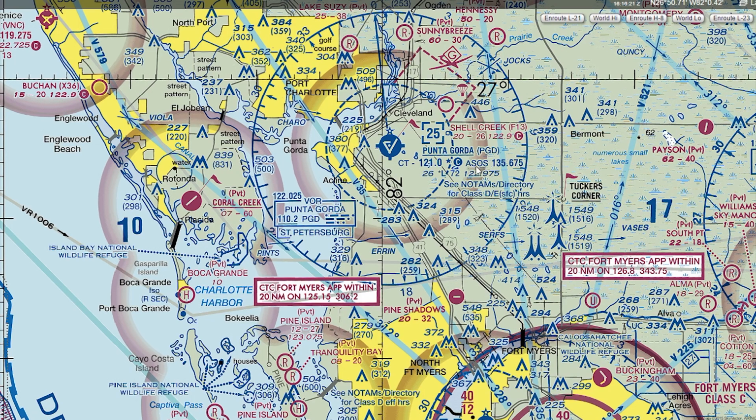Over here we have an ASOS, an Automated Surface Observation Station at Punta Gorda, to get weather information from, and that frequency is 135.675, so we would dial that frequency into our comm radio, the left side of the panel typically, to either talk to the tower or listen to the ASOS. The field elevation is 26 feet above sea level.